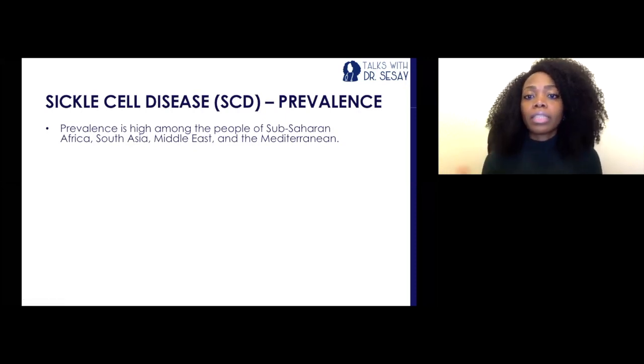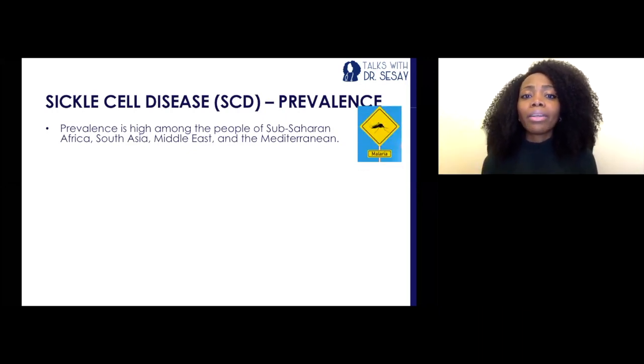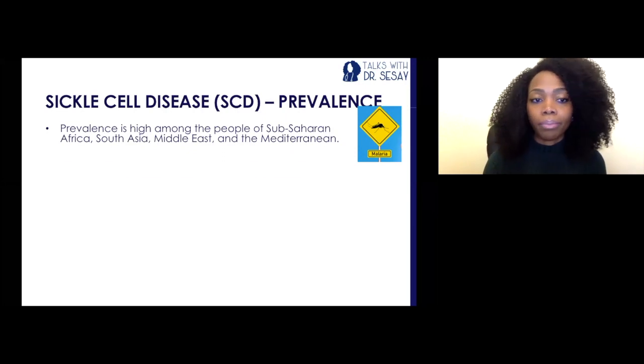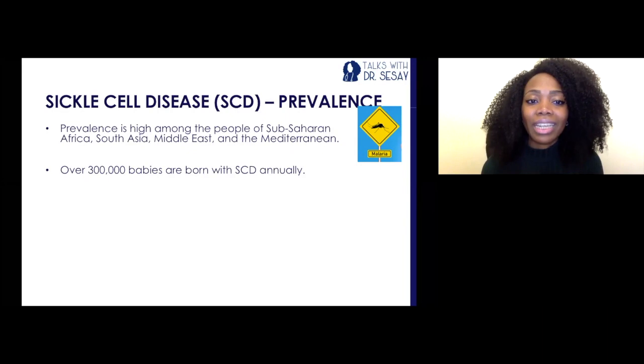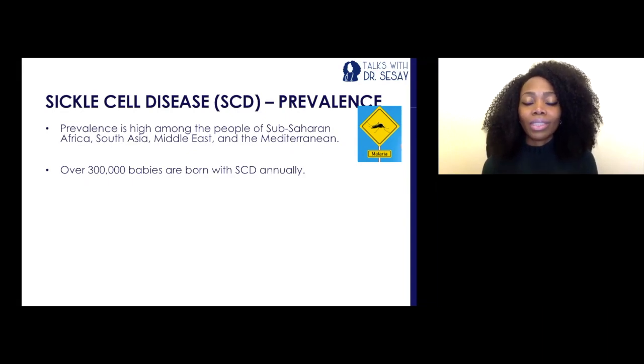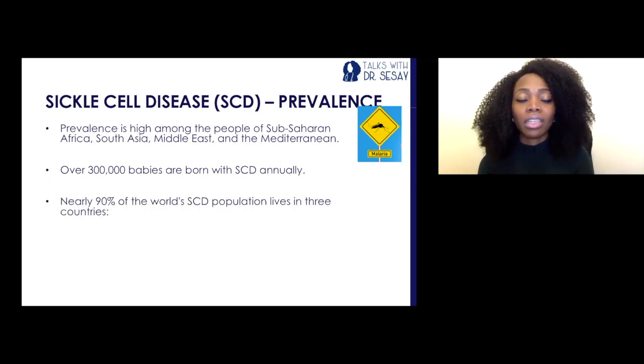So it's prevalent in sub-Saharan African countries, South Asia, Middle East, and the Mediterranean. So basically countries where malaria is quite endemic, more common. Now, what's scary is that over 300,000 babies are born with sickle cell disease every single year. And they're saying that that number is going to be going up gradually with time, and they predict that by 2050, it's going to go up to 400,000 babies being born every year with sickle cell disease.